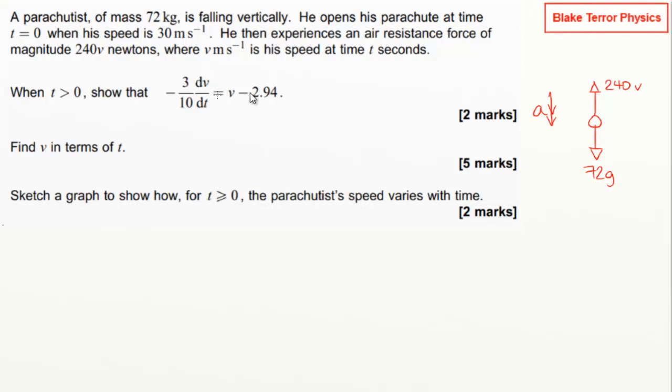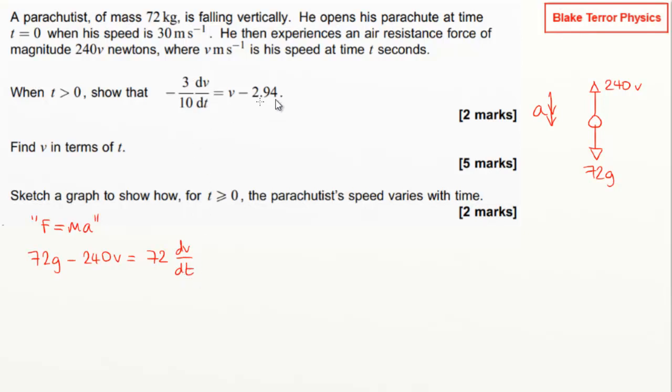Now we have to do our usual thing. This is F equals ma. They're trying to scare you a little bit, maybe by putting the acceleration as dv/dt, but we do the usual Newton's second law, and we'll say that we've got 72g minus 240v is equal to 72 dv/dt.